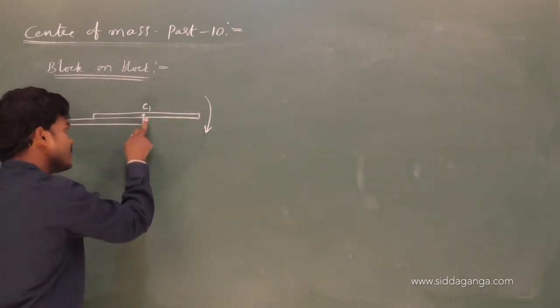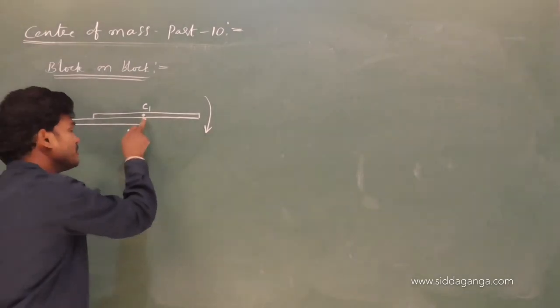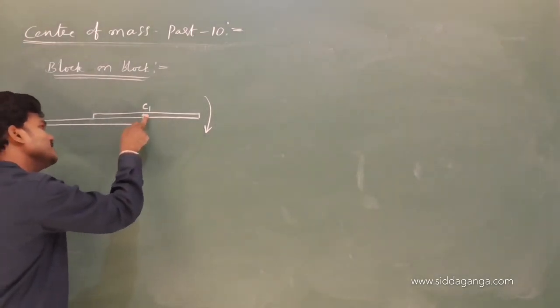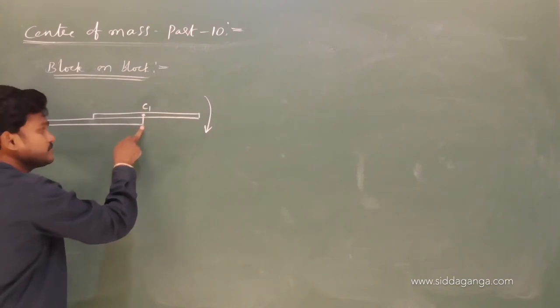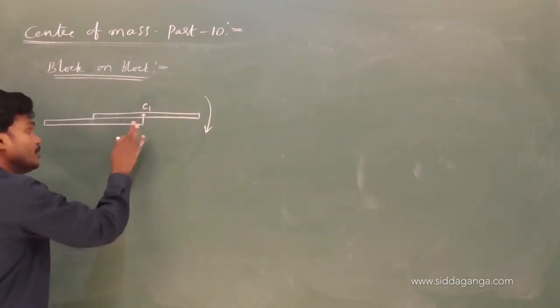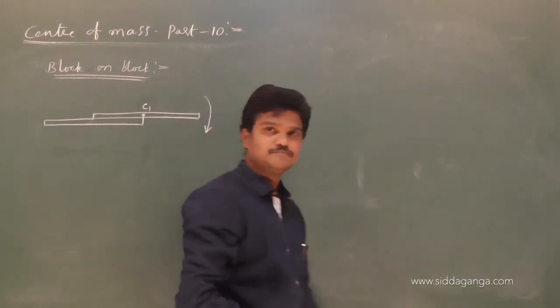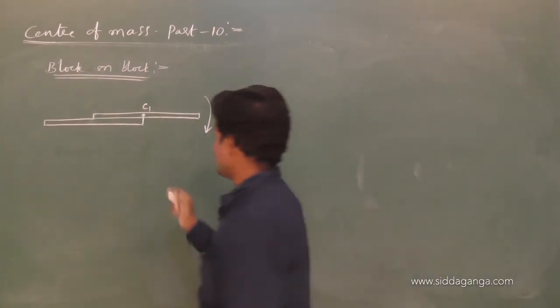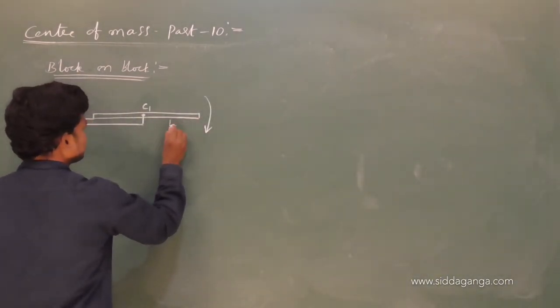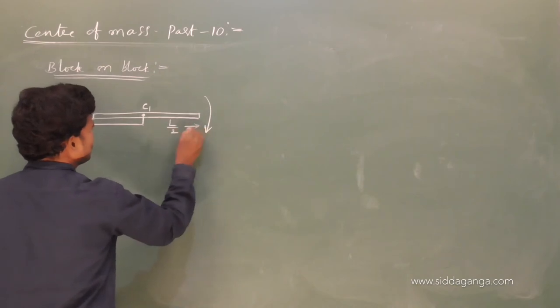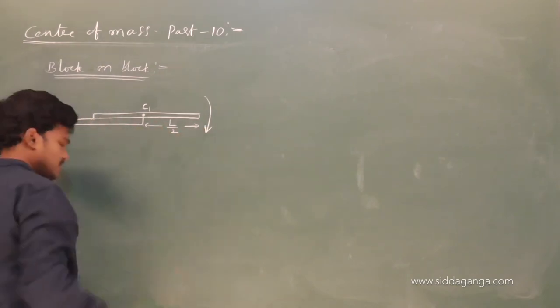See, now the last chance is you have to place the center of mass of this block at the edge of the lower block. Edge of the lower block. Then what is this distance? L/2. Okay, for two blocks, L/2.